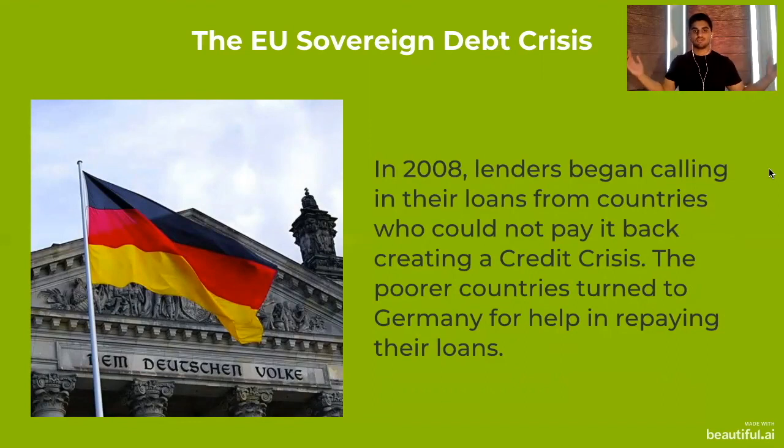The problem was these countries didn't have the money. They had no idea how to pay this back. They physically did not have the money. So the poorer countries, as was expected, turned to the EU to pay off their debt. Now, this is the problem.